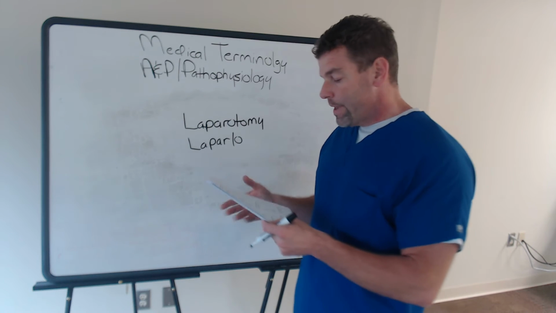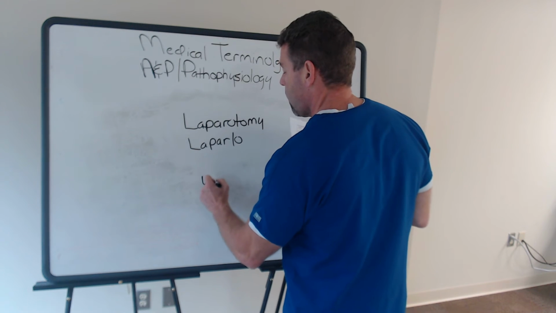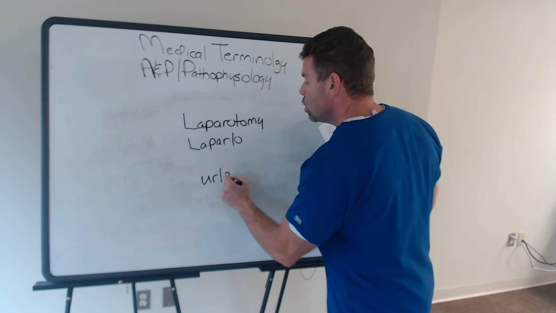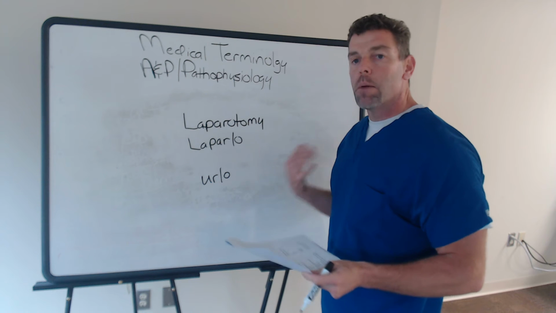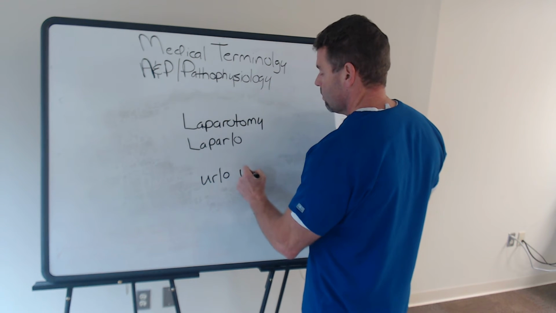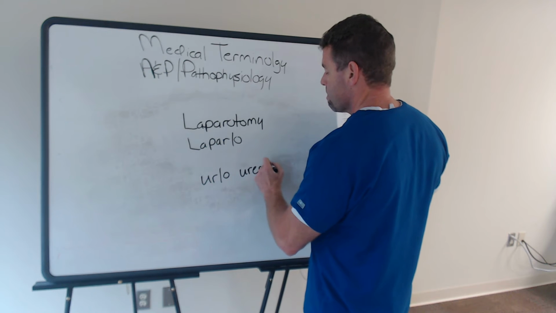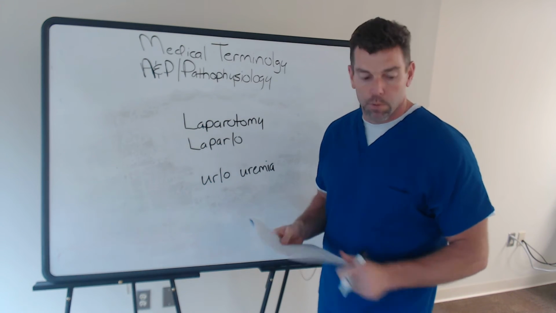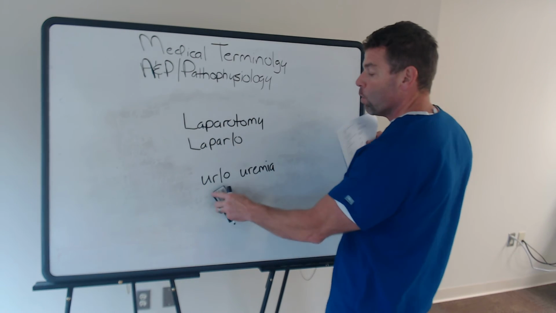The abbreviation for urine, UR. You'll also see uro as a combining form for urine. Uremia might be blood in the urine, for example, but uro is a combining form that means urine.